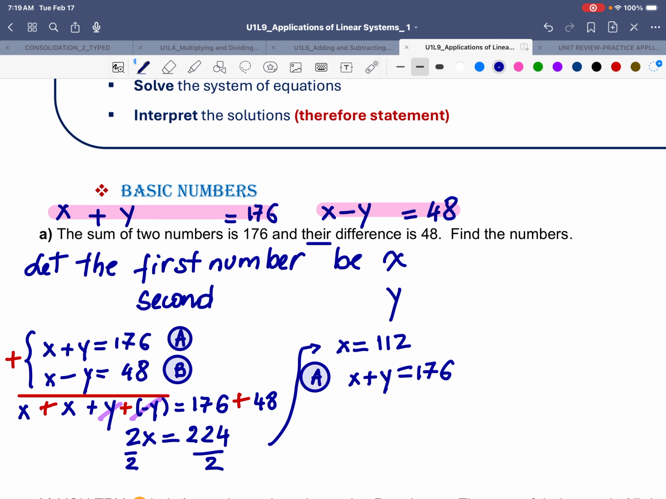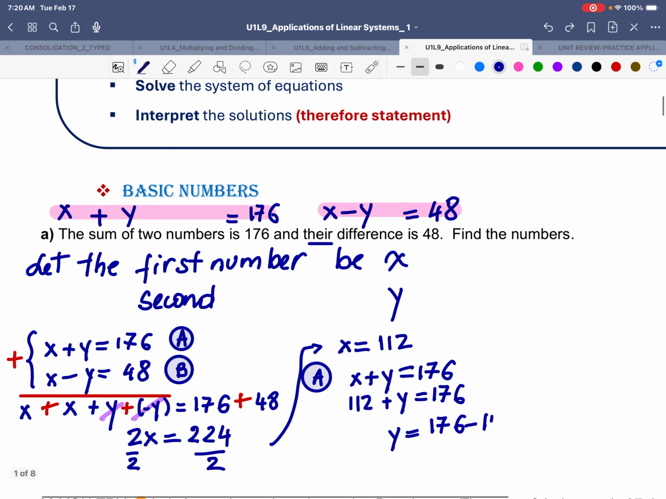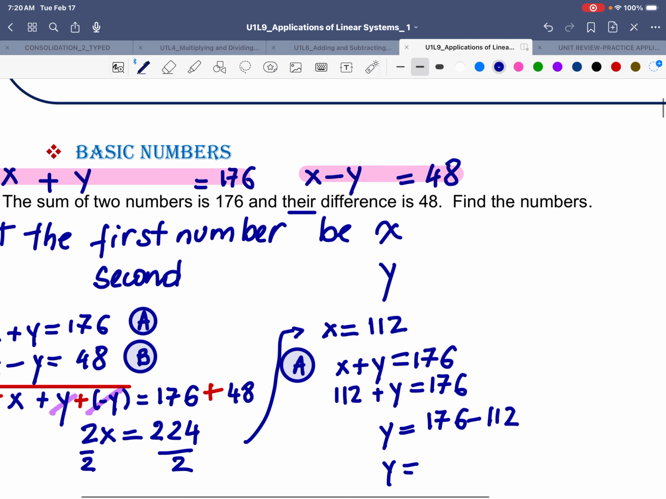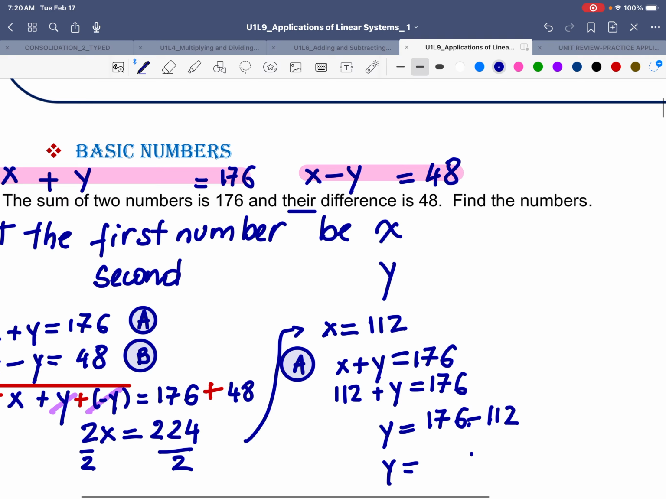So x plus y equals 176, and now that I have x, I substitute it: 112 plus y equals 176. Isolate y. This time we are adding a number to y, so the way to get rid of it is by subtracting 112 from both sides, or as we call it, take 112 to the other side, but remember to change the sign of it. And here we go, we have 176 subtract 112.